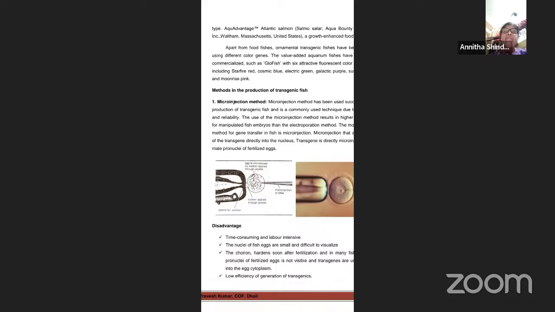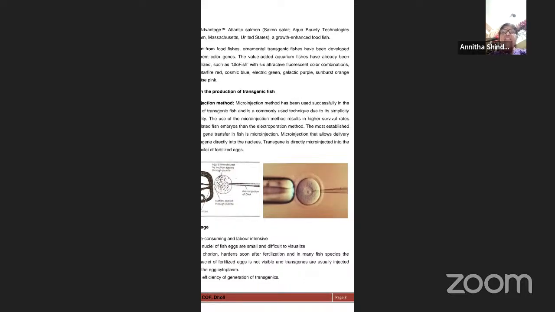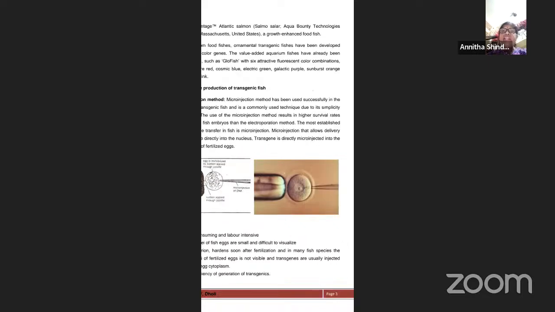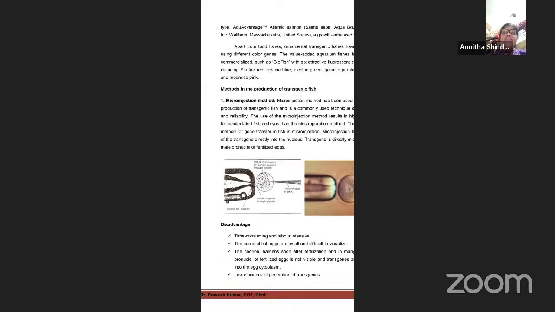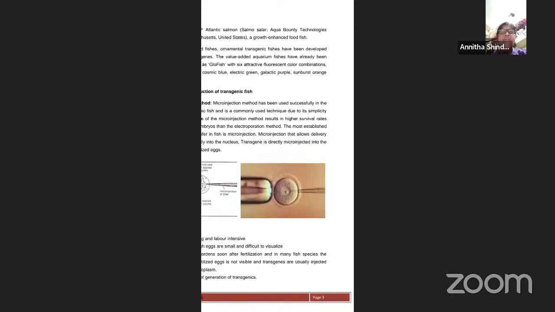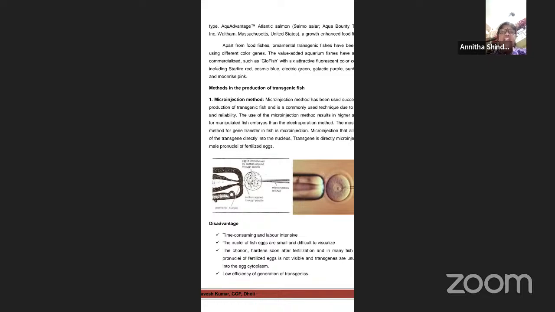The first method is the micro-injection method. This method has been used successfully in the production of fish, and it is a commonly used technique, very simple and reliable. The use of this technique results in a higher survival rate for manipulating the fish embryos than the electroporation method. So it is very simple, reliable, and successful. It is the most established method for gene transfer in fish.